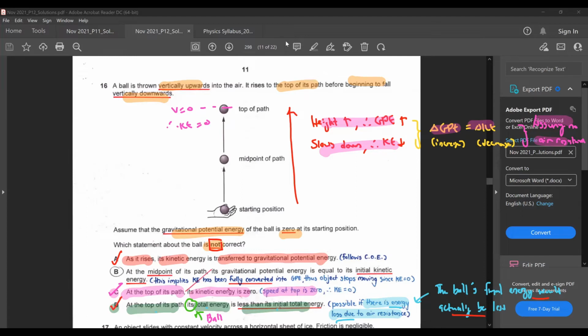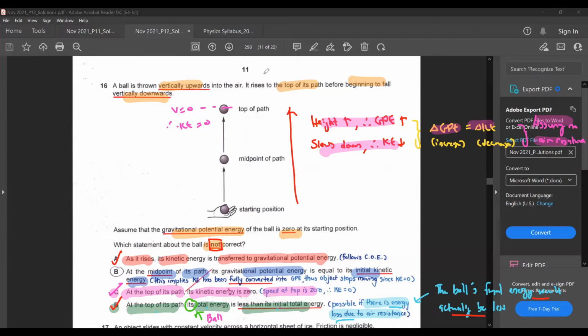Now, the only answer that's wrong is B. By process of elimination, only B should be the wrong answer. But let's see why it is wrong. They say that at the midpoint of its path, the GPE is equal to the initial kinetic energy.